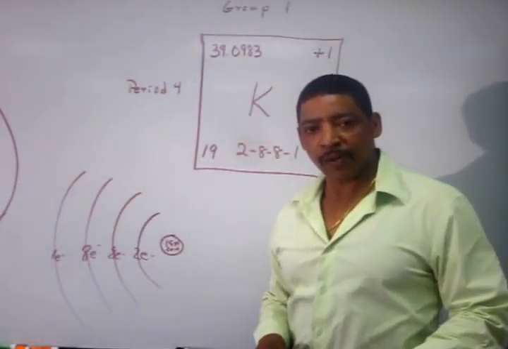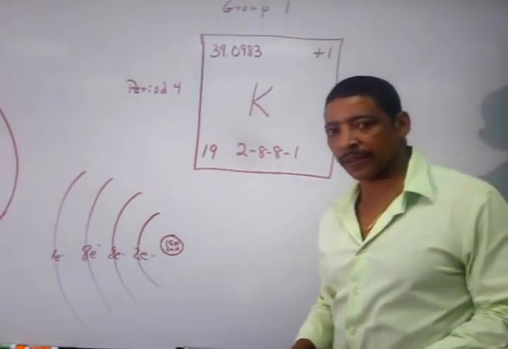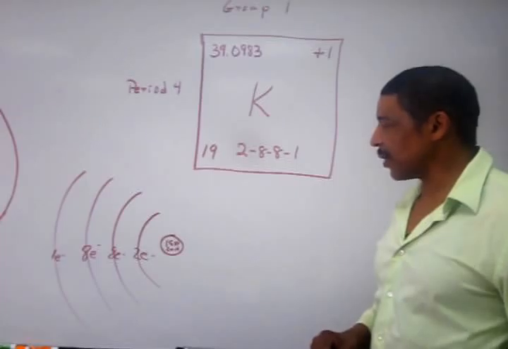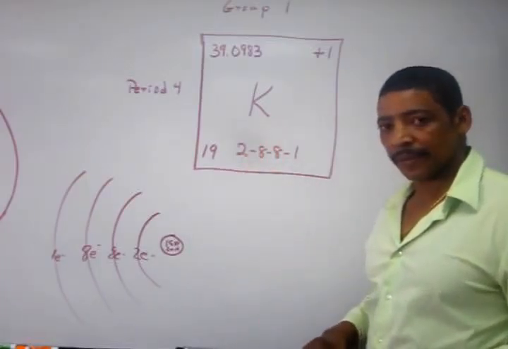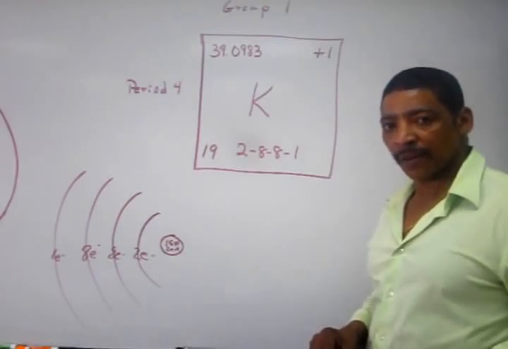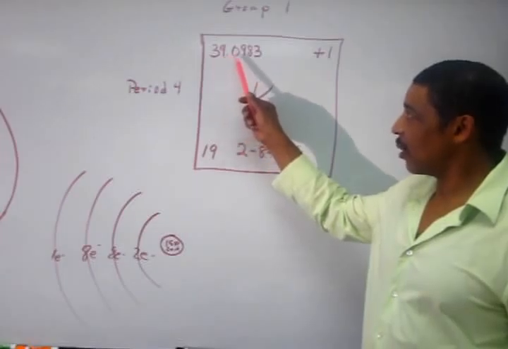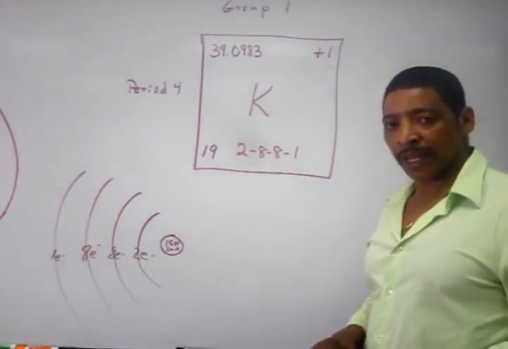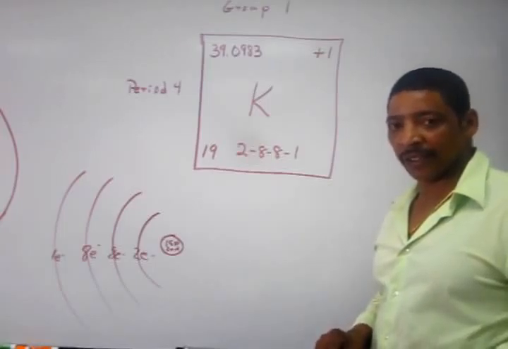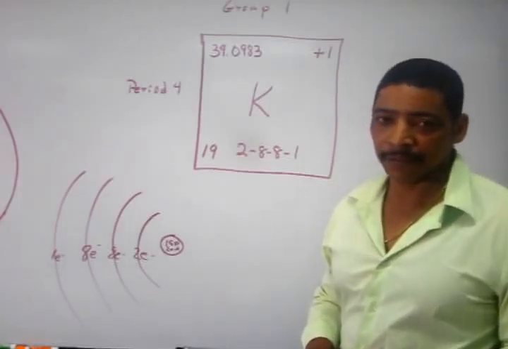To construct a proper Bohr model, simply use the information provided on the periodic table. Let's return to our example of the element potassium. On the periodic table, potassium is listed at a mass of 39.0983. And of course, potassium contains 19 protons, so the atomic number of potassium is 19.